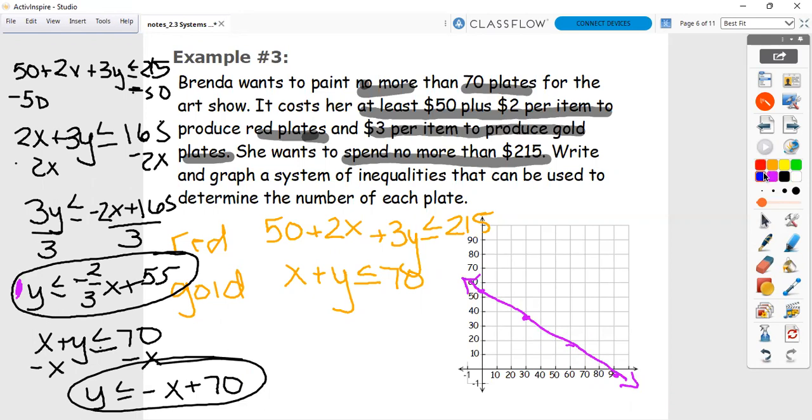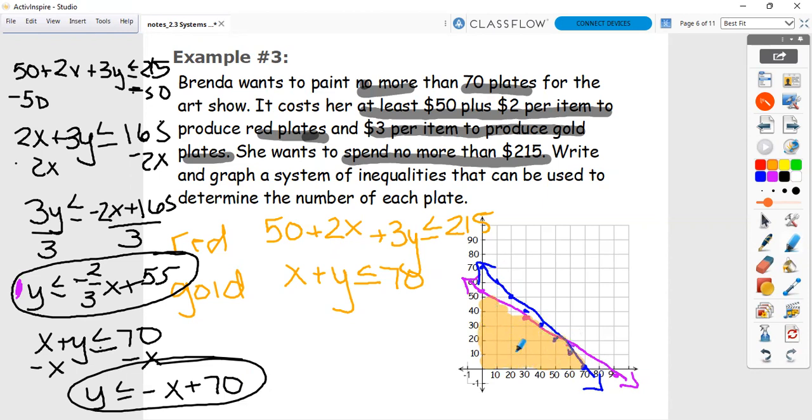Then I'm going to graph this second inequality, y is less than or equal to negative x plus 70. So we're going to start at 70 with a slope of negative 1/1. It's also or equal to, so we will also connect these with a solid line. And then we're going to shade the region that is true for both inequalities. They're both less than or equal to, so it needs to be the area that is below both lines.